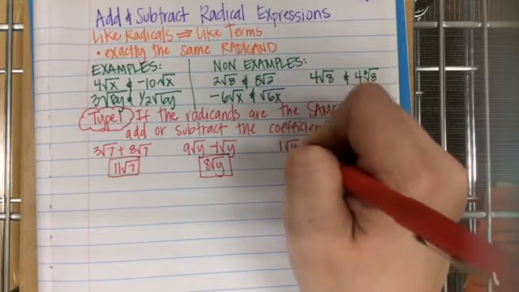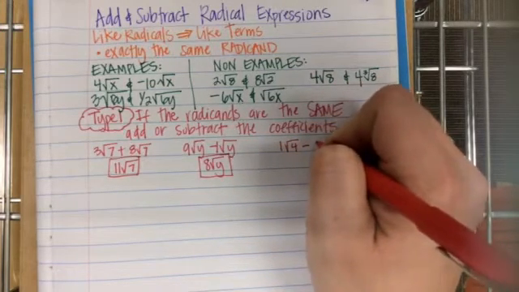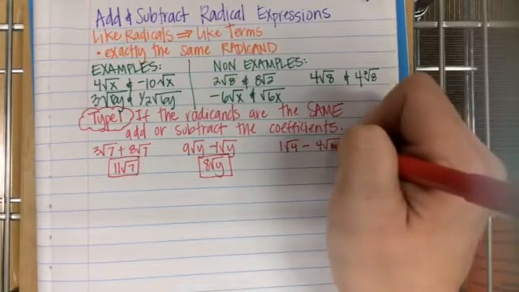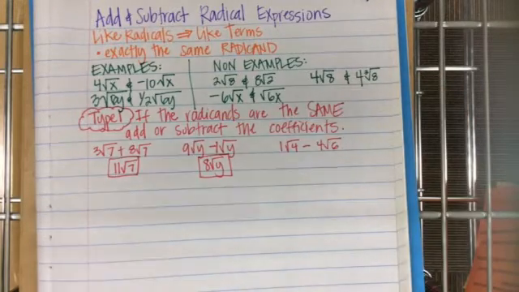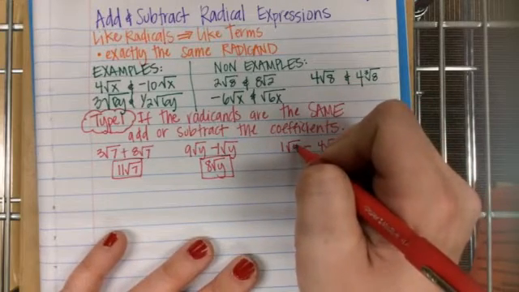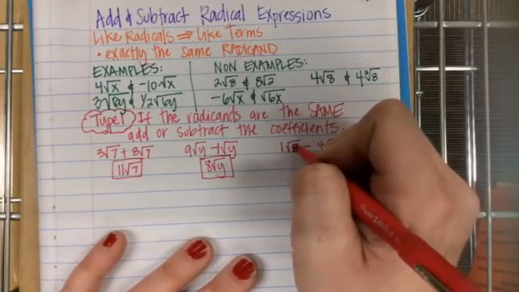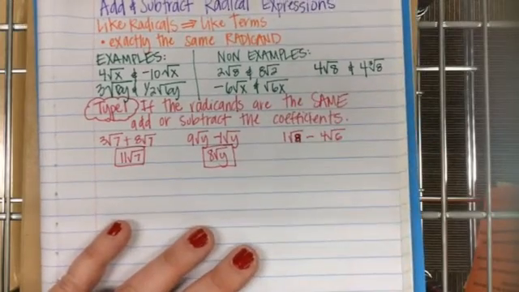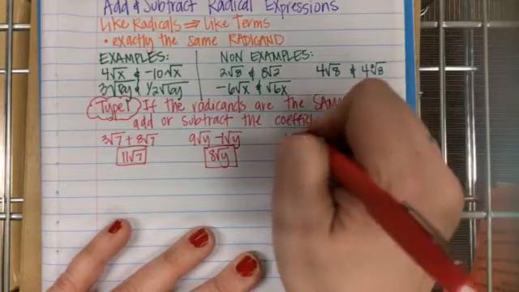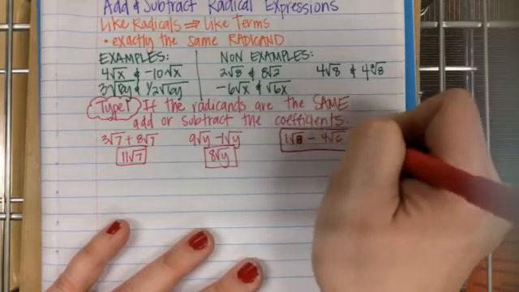1 radical 4 minus 4 radical 6. Do those have the same radicand? No. Let's change that 4 because that's an ugly number. Let's change it to 8. By ugly number, I mean it works, so my problem's wrong. That just doesn't work. So that's the final answer.